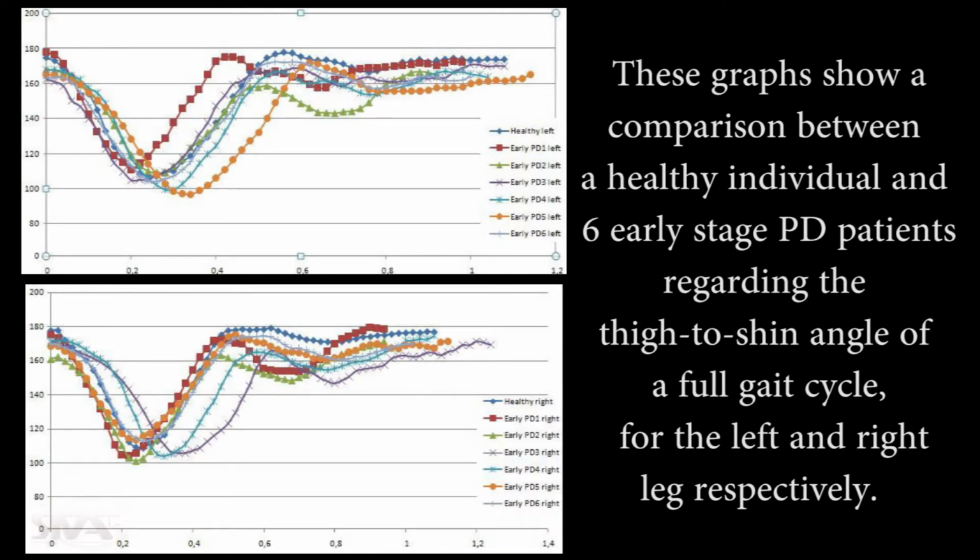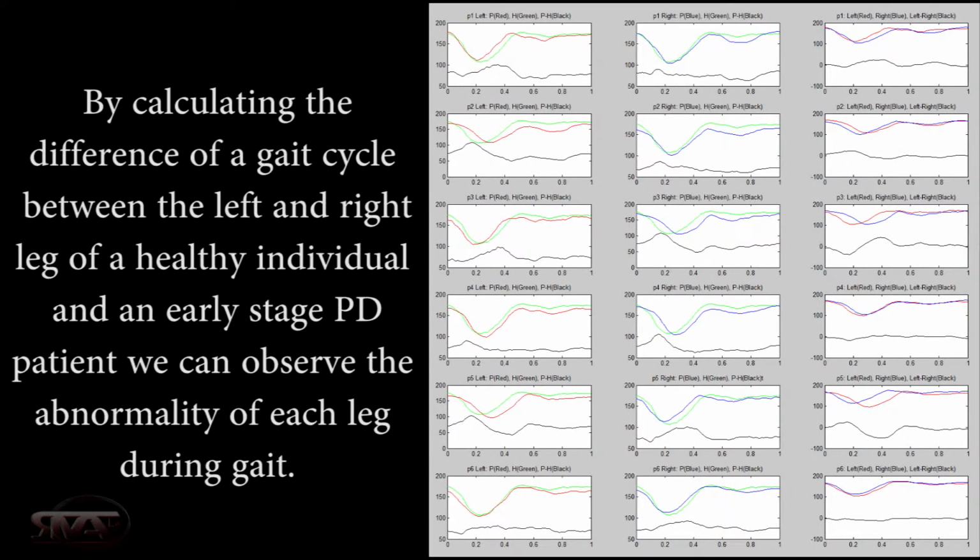These graphs show a comparison between a healthy individual and 6 early stage Parkinson's disease patients regarding the thigh to shin angle of a full gait cycle for the left and right leg respectively. By calculating the difference of a gait cycle between the left and right leg of a healthy individual and an early stage PD patient, we can observe the abnormality of each leg during gait.